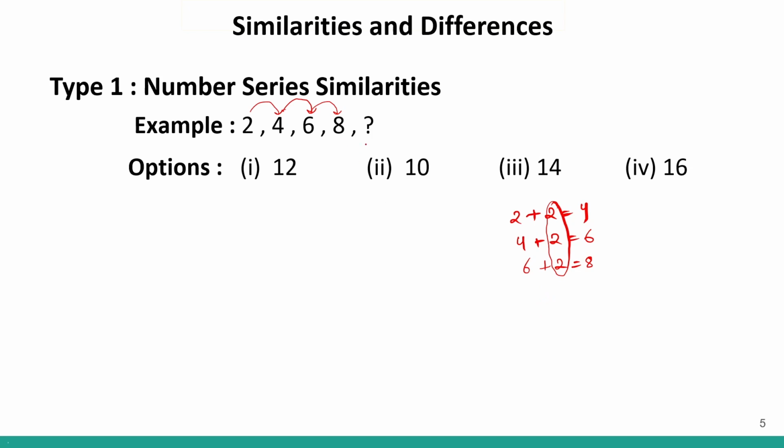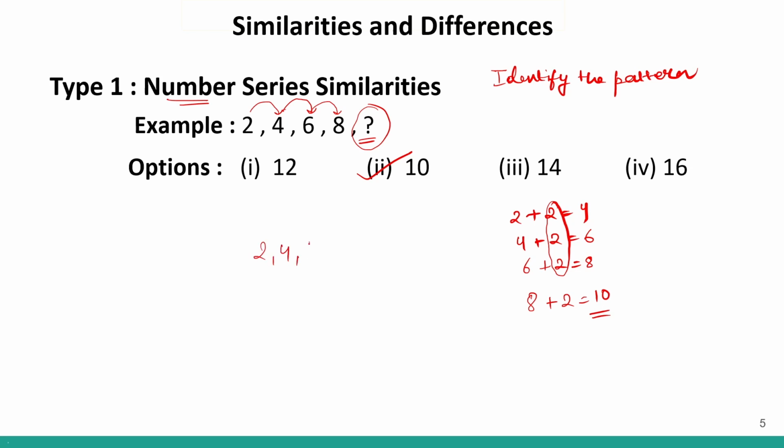So to continue with this series, we'll follow the same pattern. So if I add 2 in 8, I'll get 10. So my answer will be option number 2, 10. So this is how you solve number series similarities. Basically, identify the similar logic, identify the pattern, and then we have to use the same pattern, same logic to continue with the series. This is number series similarities. In this particular question, we have a missing element over here. Sometimes we can get something like this.